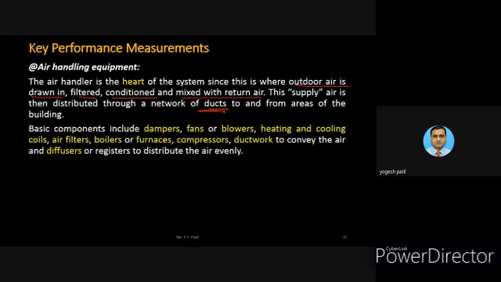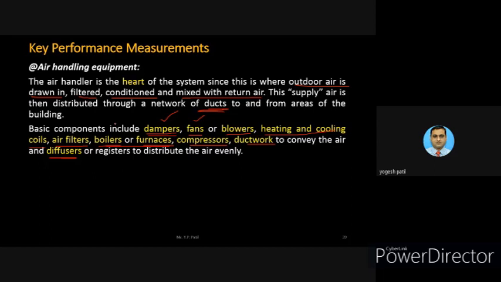What are the basic components of this air handling equipment? The basic components are dampers. Now we are going into detail. There are dampers, fans, blowers, heating and cooling coils, chillers, the chiller and boiler section, air filters, boilers or furnaces, and there are different types of boilers, compressors, ductwork to convey the air, and diffusers or registers to distribute the air evenly. So these are the basic components involved in air handling equipment.